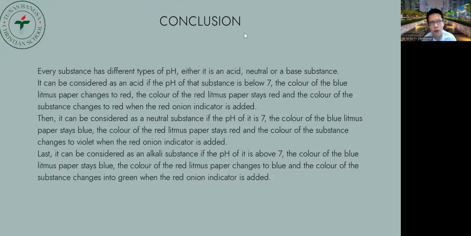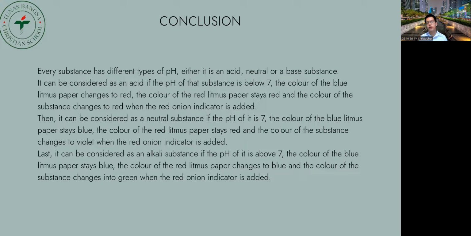The conclusion is that every substance has a different pH. Either it is an acid, neutral, or a base substance. It can be considered an acid if the pH of that substance is below 7, the color of the blue litmus paper changes into red, the color of the red litmus paper stays red, and the color of the substance changes to red when the red onion indicator is added.